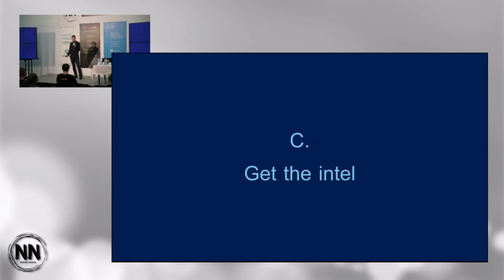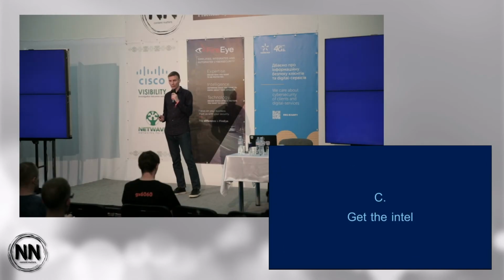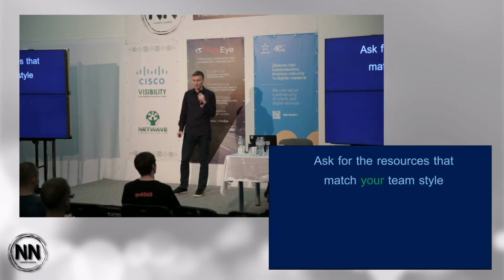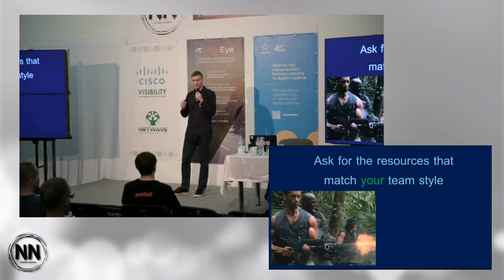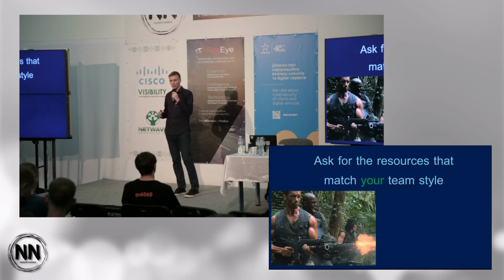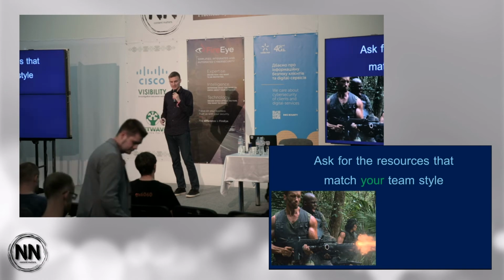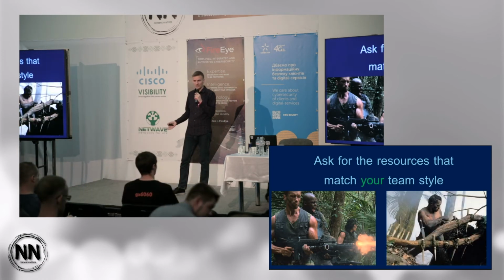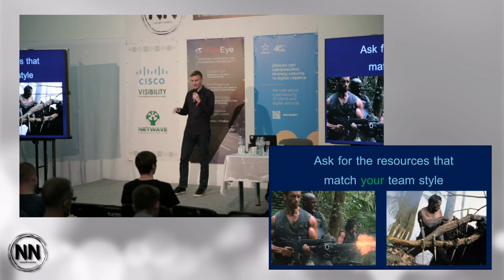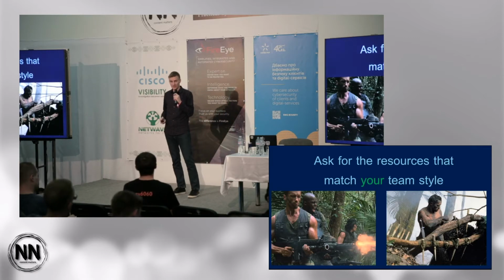So the last step in the Prologue is getting the intel. You want to use the power of the company against themselves. So ask for the resources that match your team style. So you can get some knowledge for a brute force attack, or I don't know, using tools and breaking all this stuff in a 2 day exercise. Or you can read the code and go in like an ambush, like on this picture.